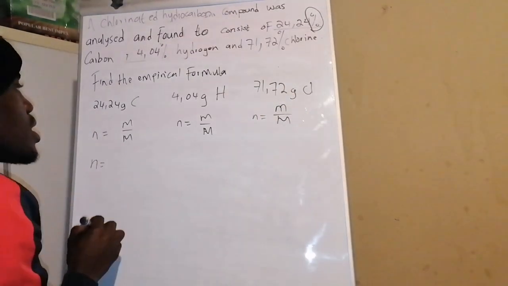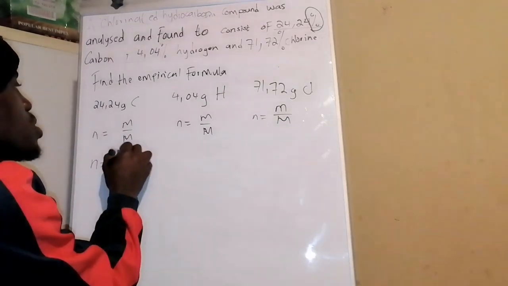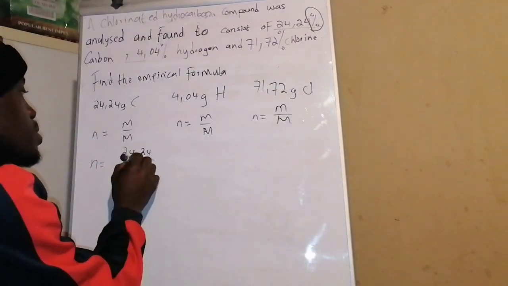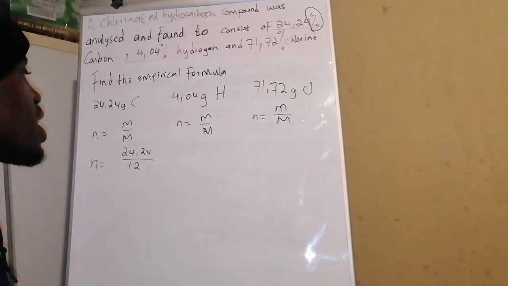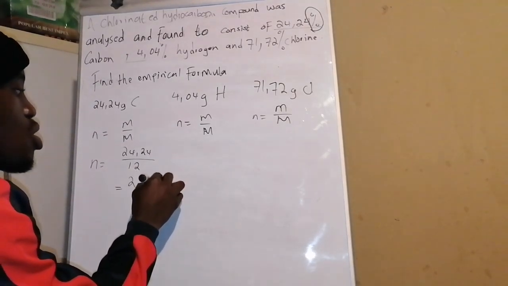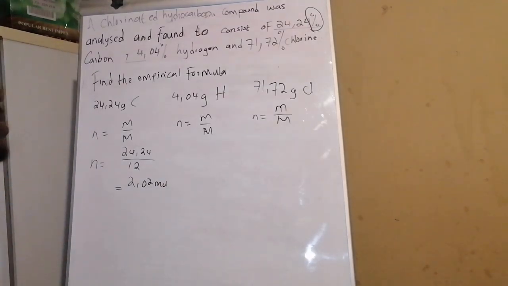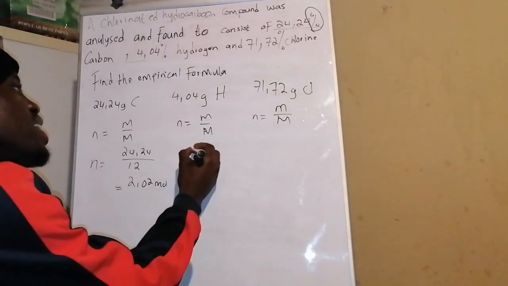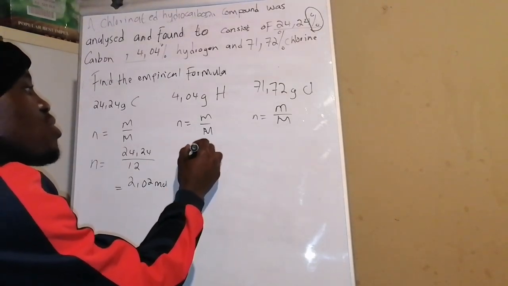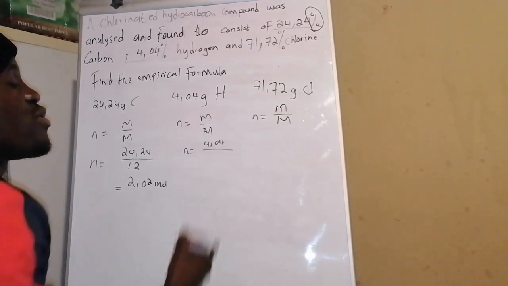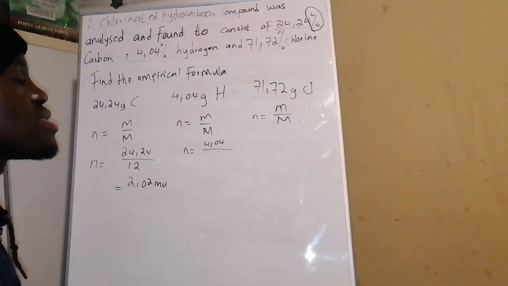Now, let us determine the number of moles for carbon. It is 24.24 over, what is the molar mass for carbon? It is 12, right? Now when you use your calculator, you are going to get 2.02 mole. Now we found the number of moles for carbon. Now we look for the number of moles for hydrogen, 4.04 over the molar mass for hydrogen. Actually, the molar mass is the relative atomic mass on the periodic table.